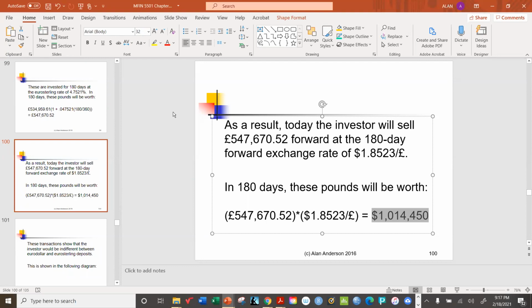So what happened here was that by keeping my money in euro dollars, I was able to earn $1,014,450. By putting them in a euro sterling account, along with a forward contract, I also earned this much money. But the whole thing depends here on this being the correct forward exchange rate. If it's different, then I will make more money from one currency than the other. And that opens up the doors to an arbitrage profit.